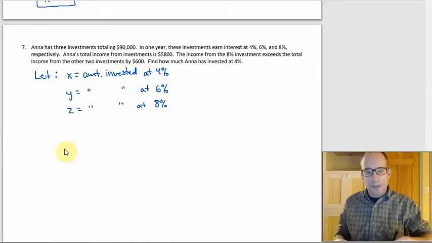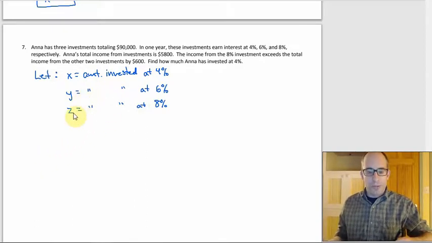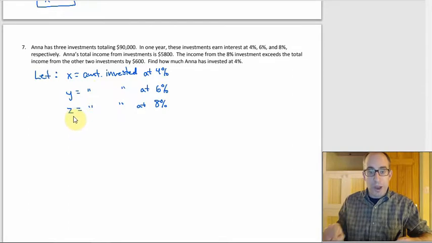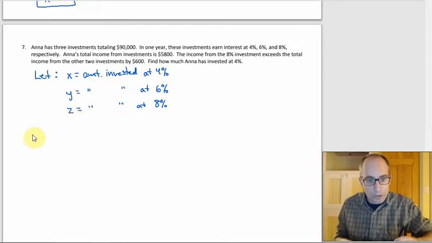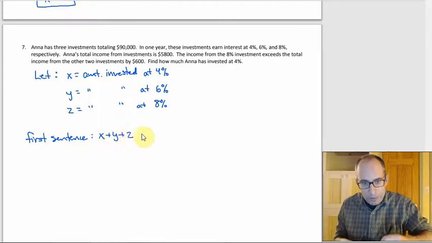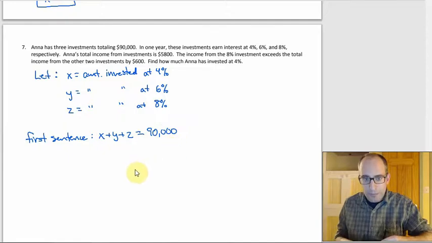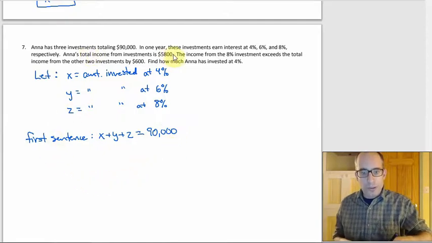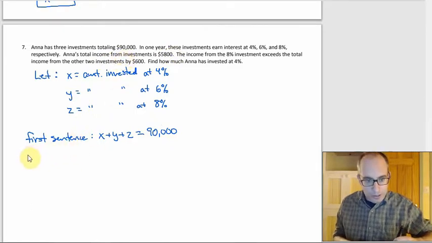All right, and then let's see, first sentence. The 3 investments total $90,000. So these 3 individual amounts that are being invested, when you add them together, you have to get 90,000. So from the first sentence, we know that x plus y plus z has to be 90,000. All right. Then the third sentence with the total income from investments, we can get that written in symbols too.